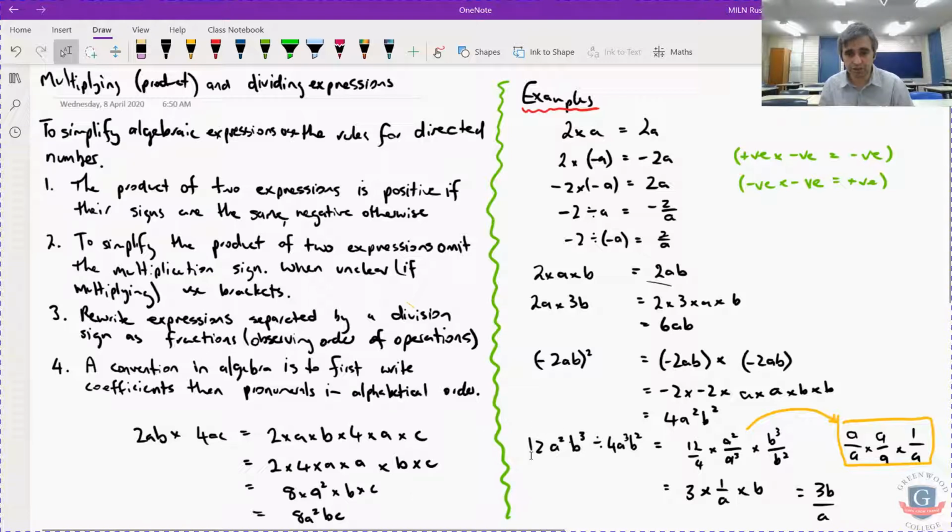Let's have a brief look at this very last example down here. We've got 12a squared b cubed divided by 4a cubed b squared. And I want to show you one simple thing that you can do to make your simplification easier. I did the coefficient first, so 12 divided by 4. Then I wrote the a's on top of each other, a squared on a cubed, and then the b's on top of each other. And then I simplified them out.